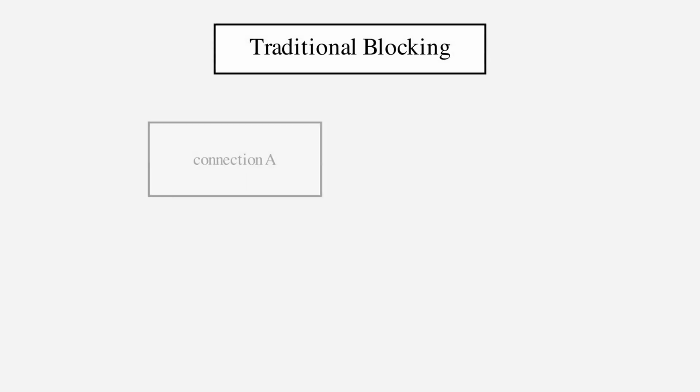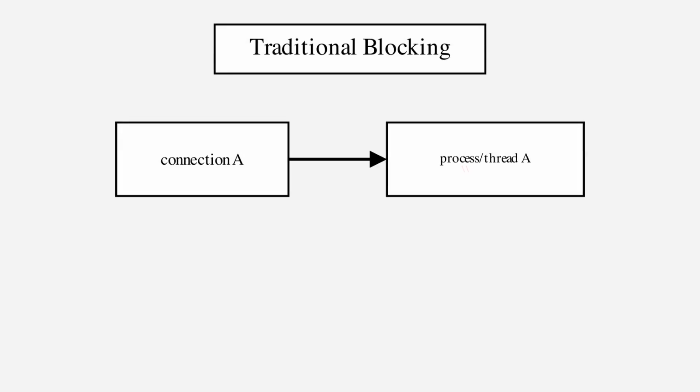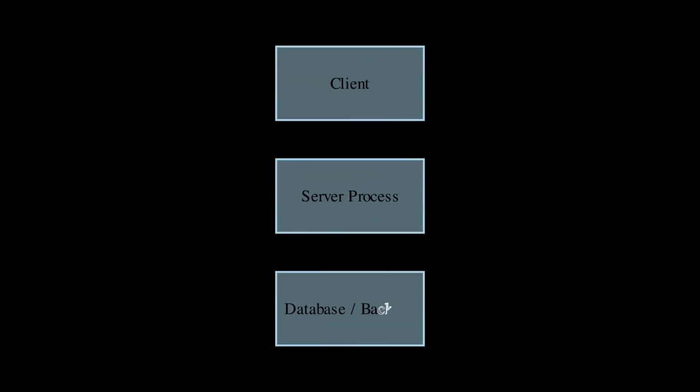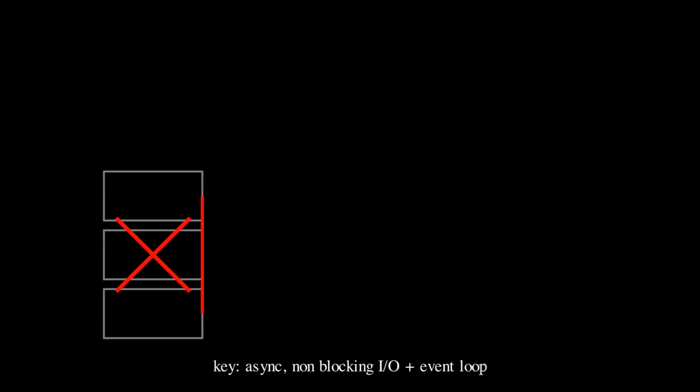Think about the old, traditional way many servers handled connections, like Apache's prefork module. For each incoming connection, a process or thread is assigned. This process or thread then blocks, meaning it just waits, while data is being read from the client, or while waiting for a response from a backend server. It sits idle, holding onto system resources, until that specific operation completes. This works for a small number of connections, but imagine millions.